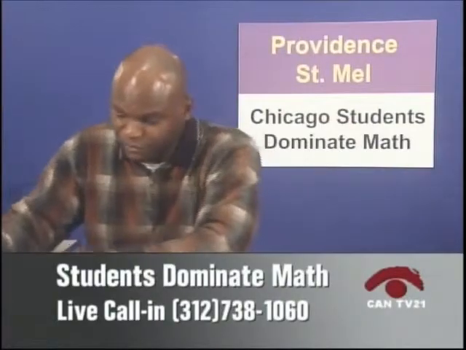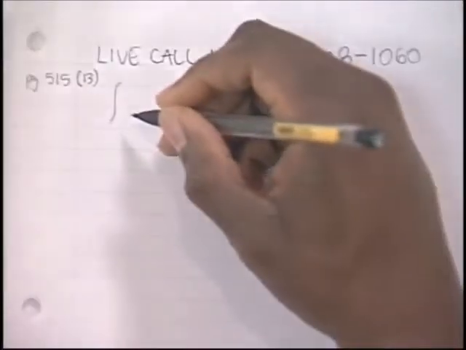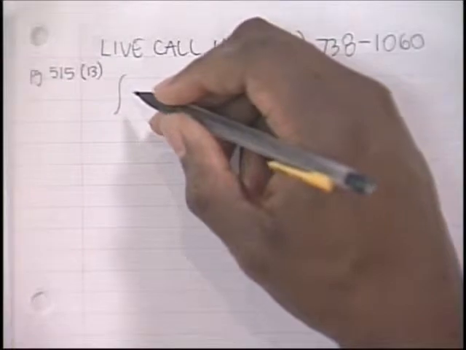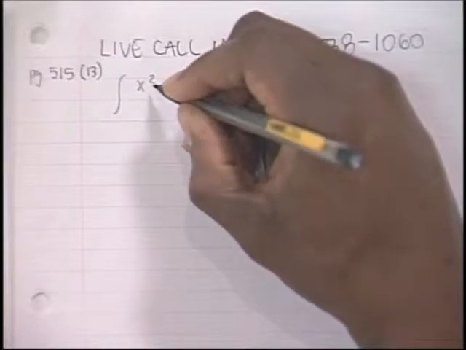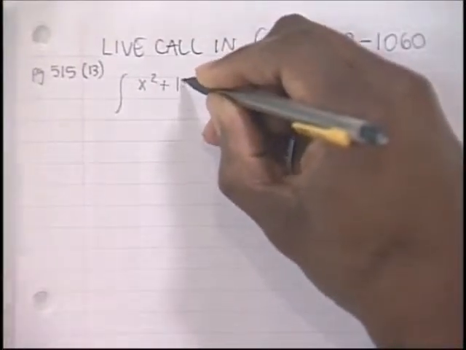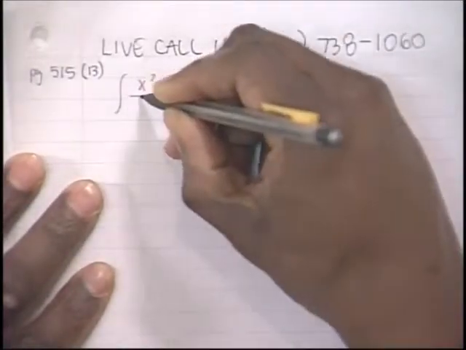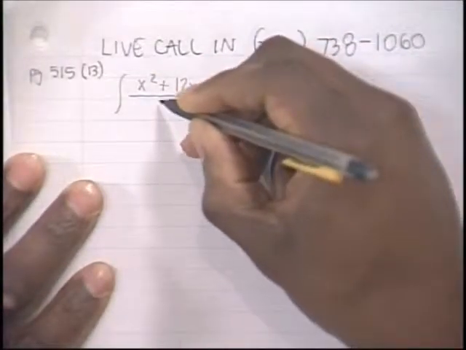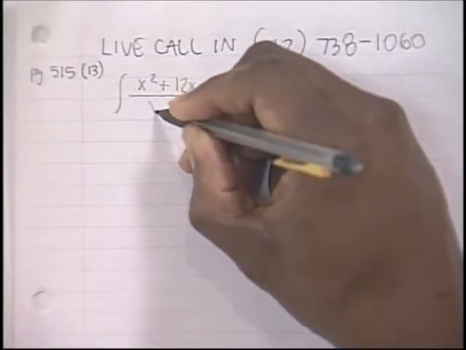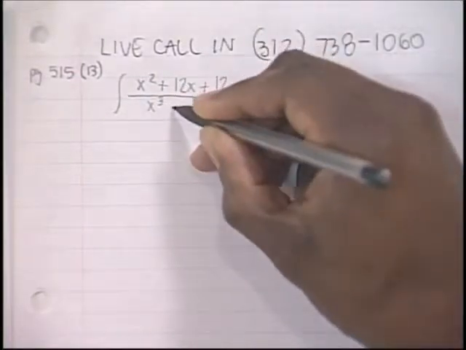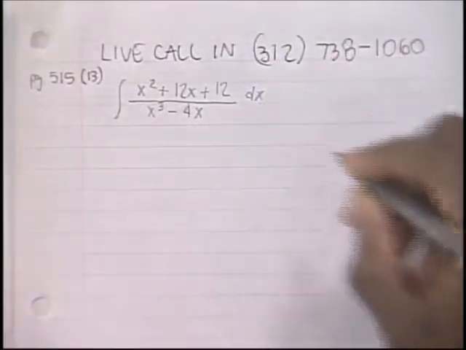Page 515, number 13, where we look at a problem like this. Taking the antiderivative of x squared plus 12x plus 12 over x to the third minus 4x dx. All right, taking the antiderivative of that.